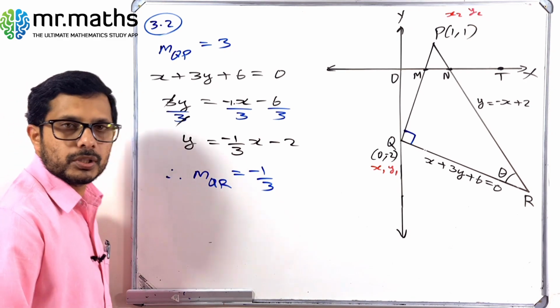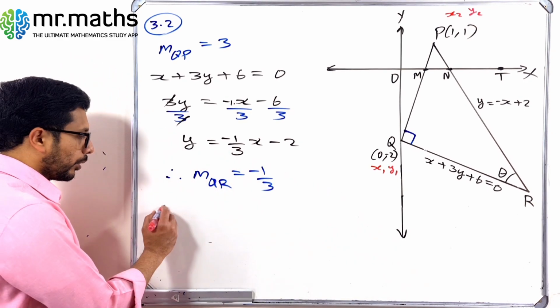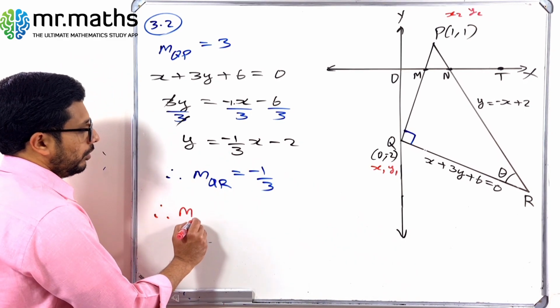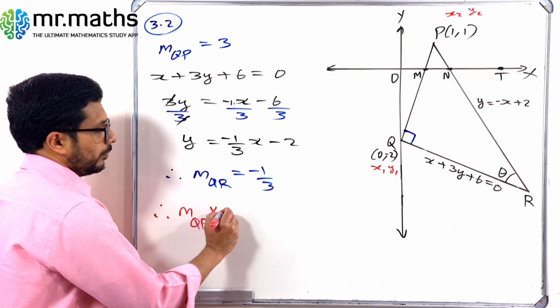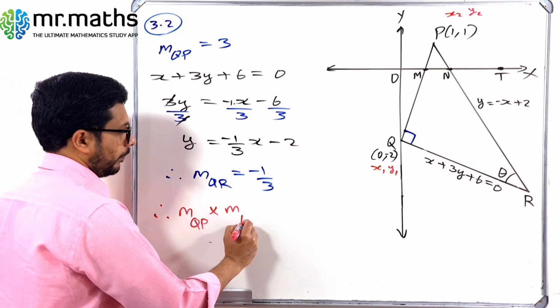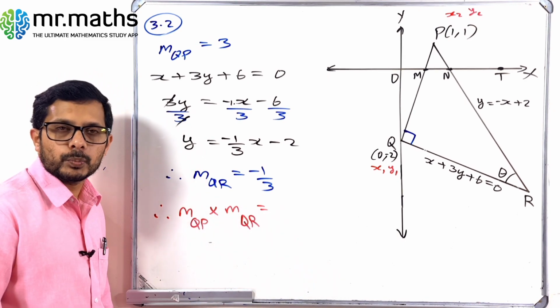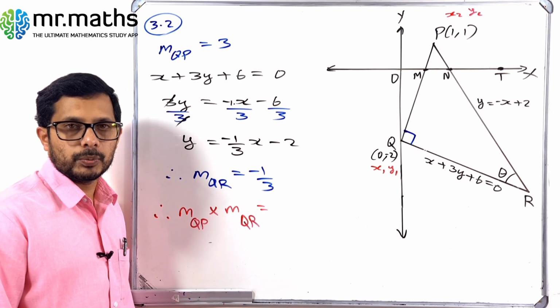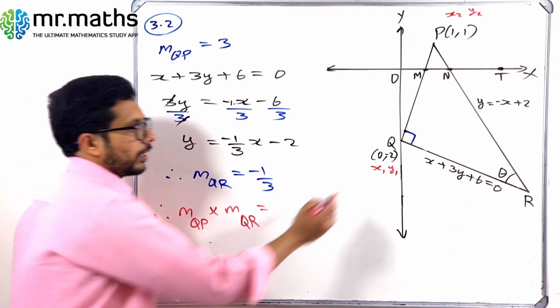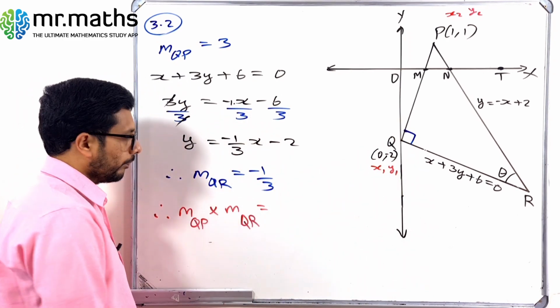Now, what is our question? We have to prove that those two lines are perpendicular. Therefore, gradient of QP times gradient of QR. If we get that answer as minus 1, then we can say that PQ is perpendicular, or this angle is 90 degrees. Okay, so let's see.